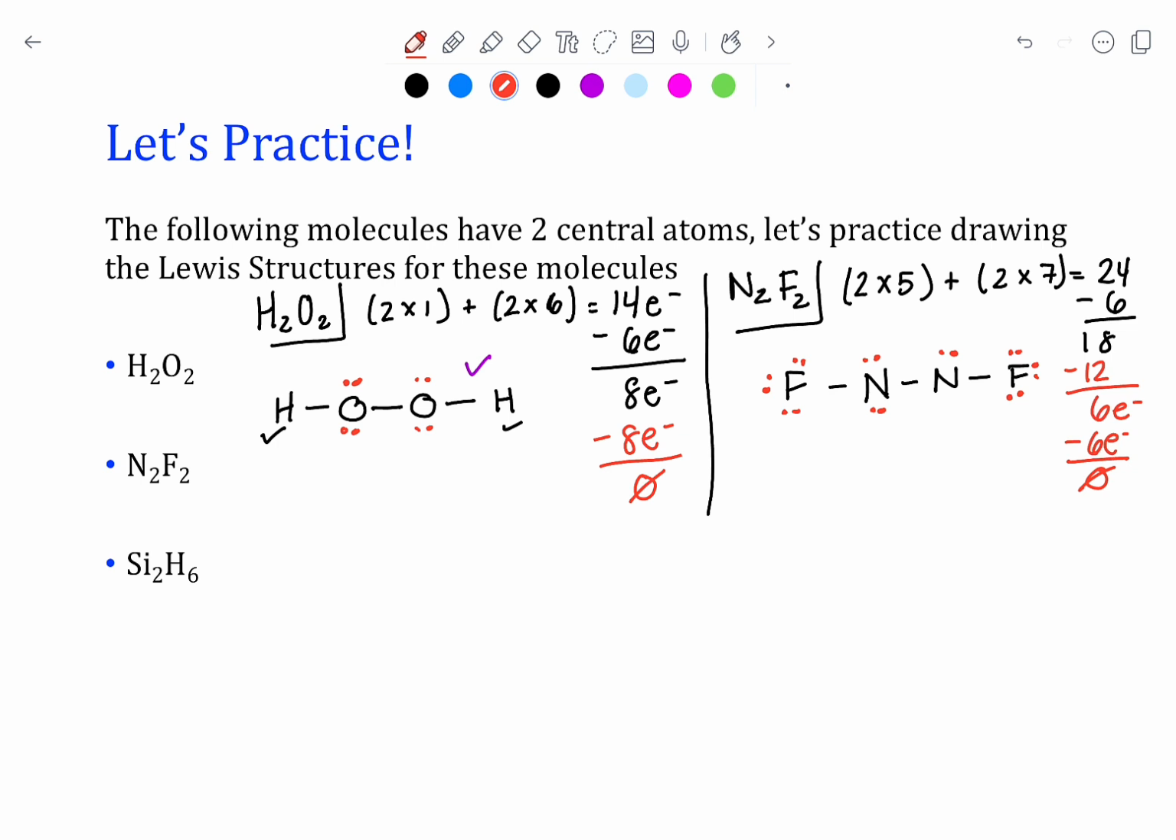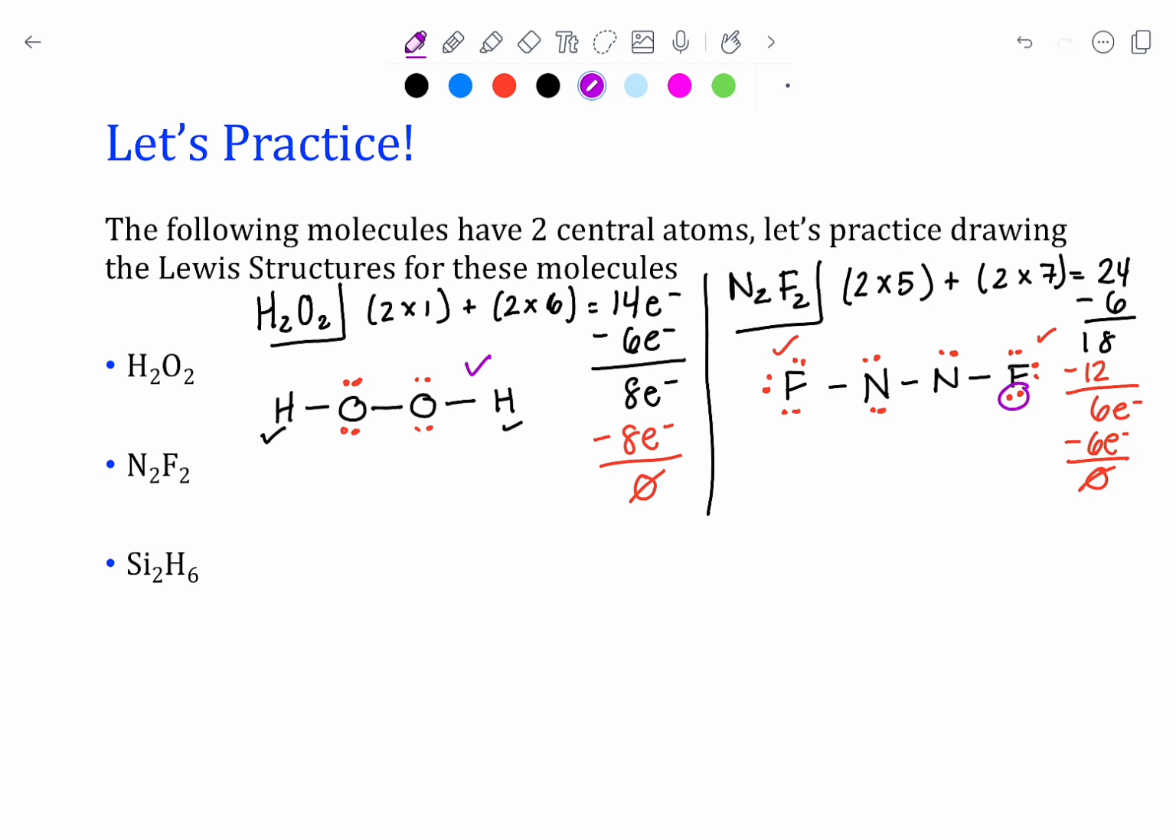Our last step is to just double check that everything has an octet. We know our fluorines have octets. My first nitrogen here has an octet, but my second nitrogen here does not. My nitrogen does not have a lone pair, so it does not have an octet. So we're going to have to move a lone pair of electrons in order to form a double bond so it can have an octet. Now, because we have multiple central atoms here, we have some choices.